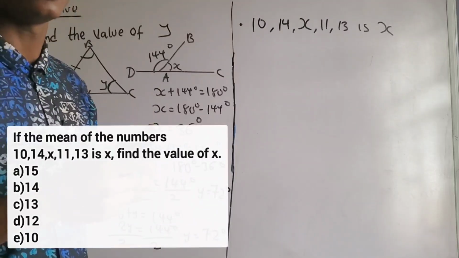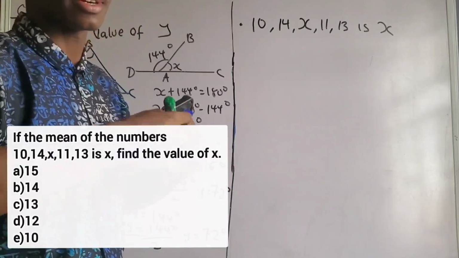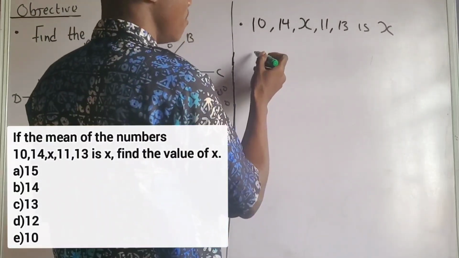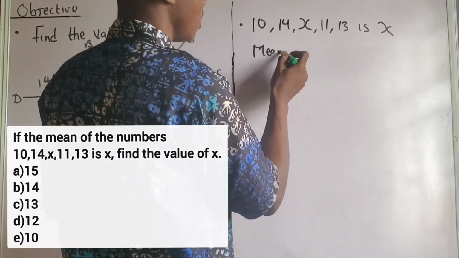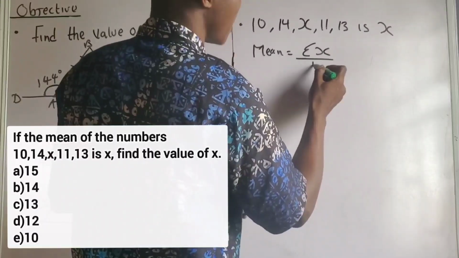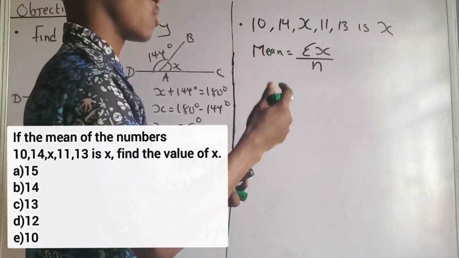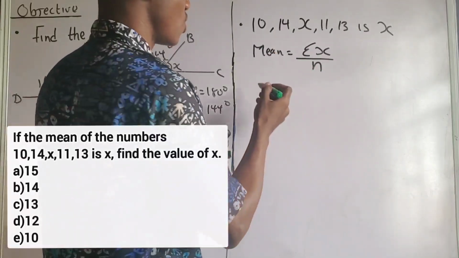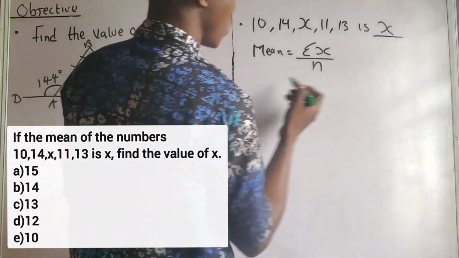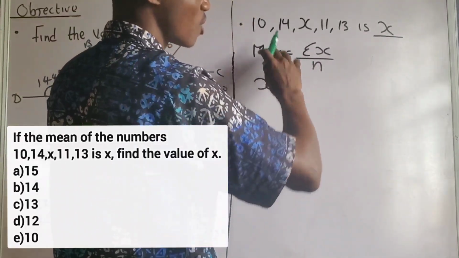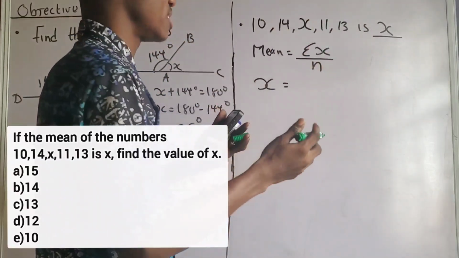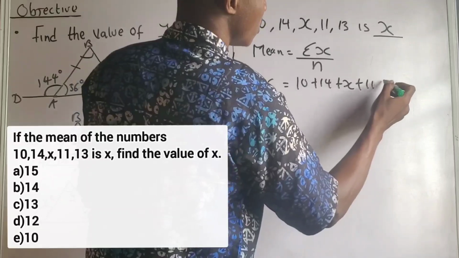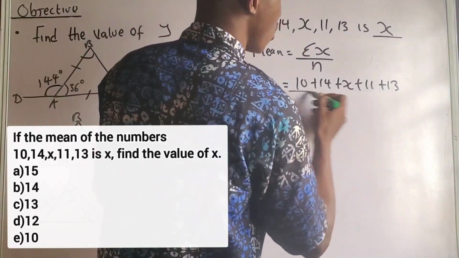Now, don't forget that mean is the summation of all the numbers over the count of all the numbers. Mean is equal to summation x all over n, where n is the total number of elements present in the data set and x is their sum. So the mean is x. So I'm going to have x equals summation of all the numbers, 10 plus 14 plus x plus 11 plus 13, all over n.